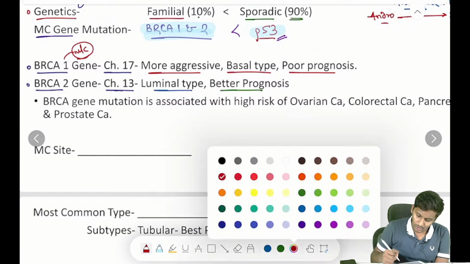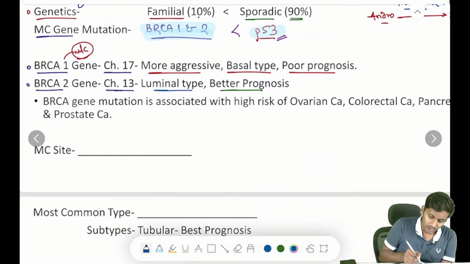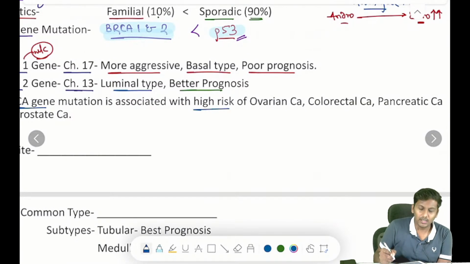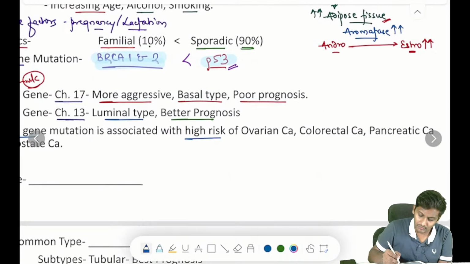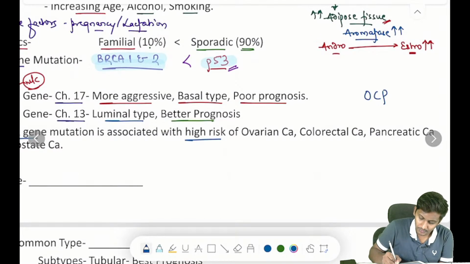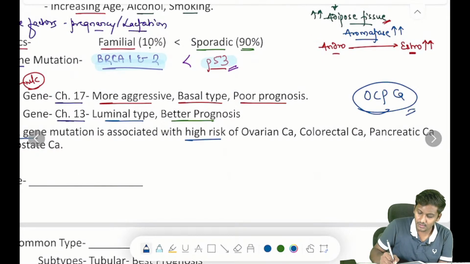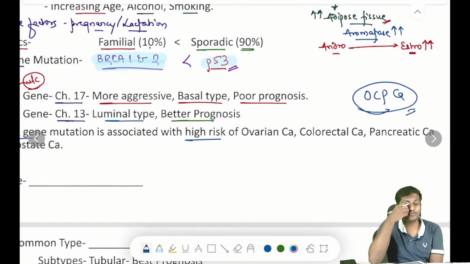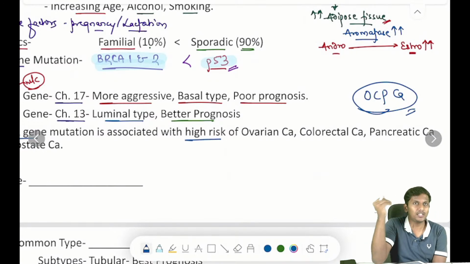Important is if I talk about the BRCA gene mutation, it is associated with high risk of what? BRCA gene mutation is associated with high risk of OCP cancer. हाँ, ऐसे याद रखो, it will be easier. This is a mnemonic to remember. BRCA gene mutations are associated with high risk of OCP cancer.